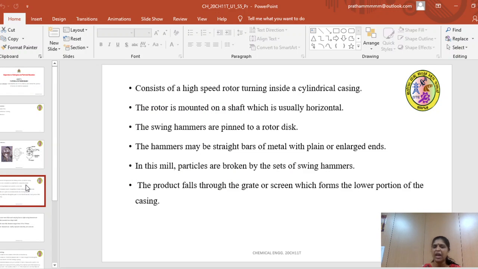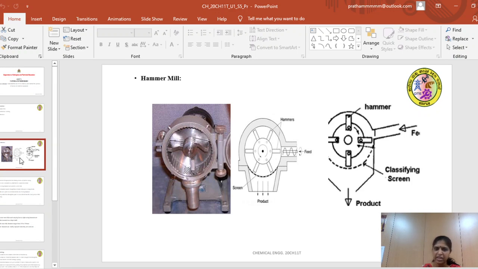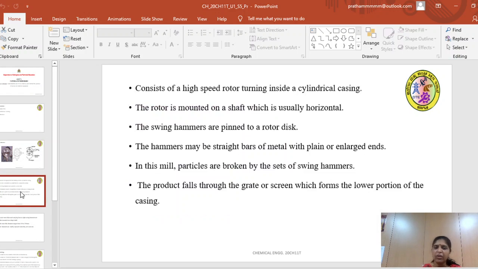The swing hammers are pinned to the rotor disc. These are the swing hammers; as the rotor rotates, they rotate, so we call them swing hammers. Those are mounted on the rotor disc.